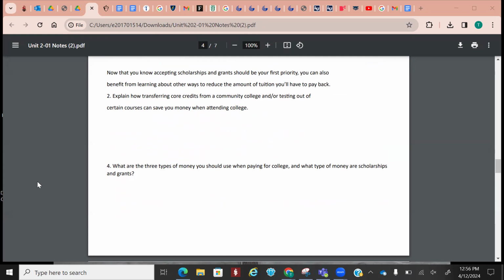So now that you know accepting scholarships and grants should be your first priority, you can also benefit from learning other ways to reduce the amount of tuition you'll have to pay back. So explain how transferring core credits from a community college and/or testing out of certain courses can save you money when attending college. So if you have dual enrollment or anything like that, the credits at community colleges are less expensive.